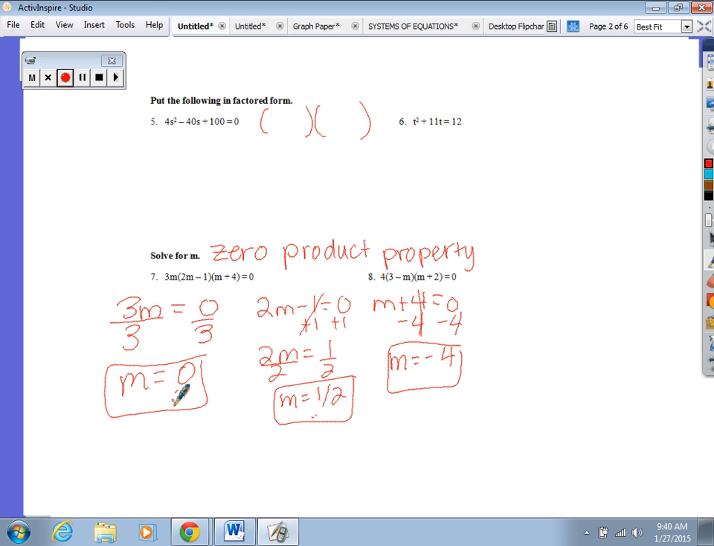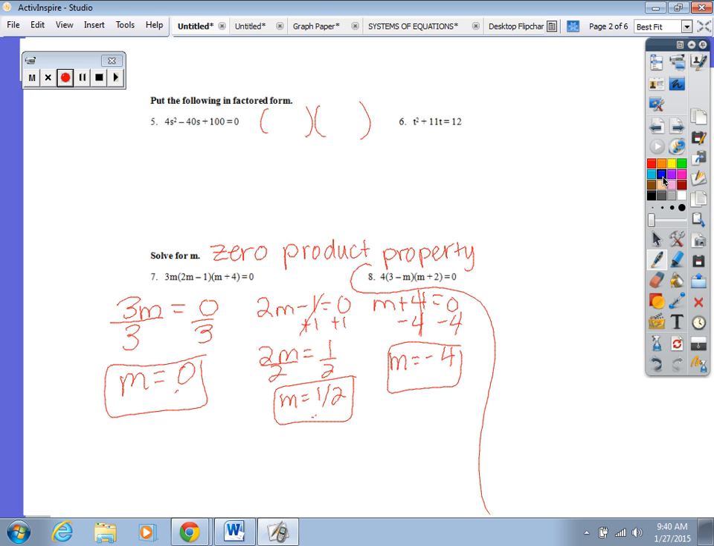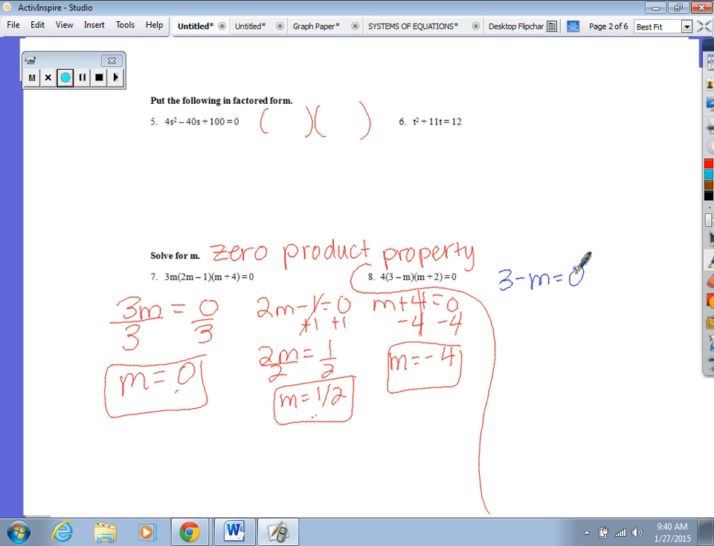Okay, let's look at number 8. Can I go ahead and erase this? All right. I'll just do it like this then. Change to blue. All right. Which pieces should I set equal to 0? Am I going to set that 4 equal to 0? No, why not? Yeah, it doesn't have a variable. What about the next parentheses? So 3 minus m equals 0. What about the next parentheses? M plus 2 equals 0. As long as they have variables, you set them.